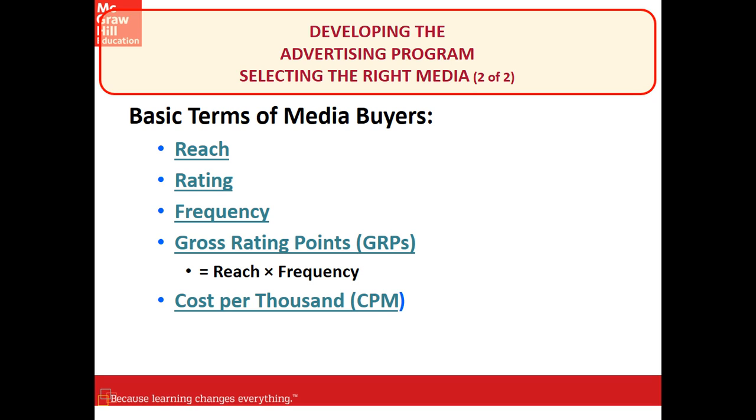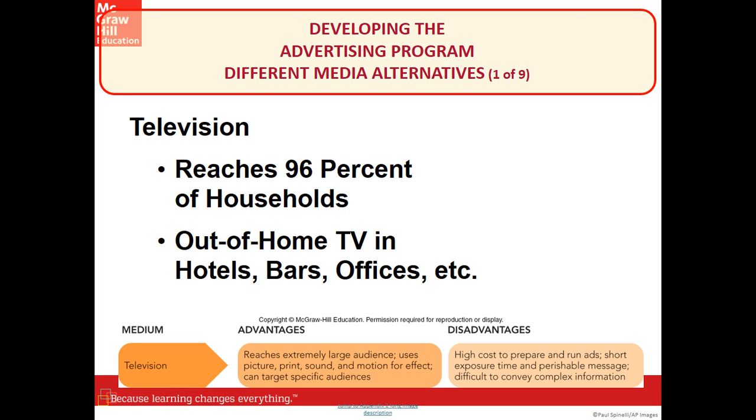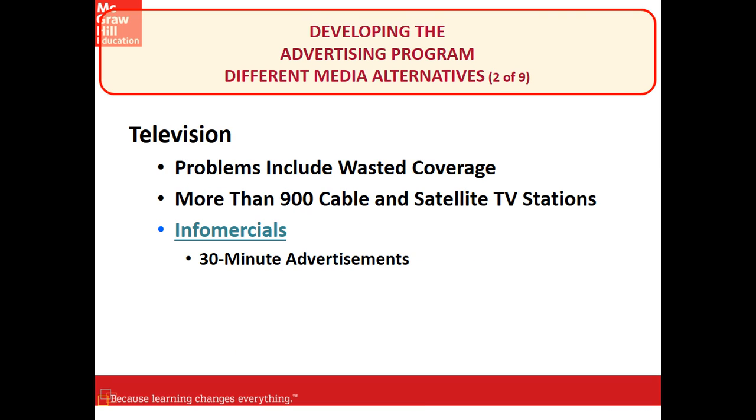There are different terms for media buyers, like reach. What is reach? What is rating? What is frequency? What is gross rating points? How is that calculated? And what is the CPM? Remember, it's not cost per million, it's cost per thousand. And different types of media alternatives, like TV. Pros and cons. Television, what is the infomercial?